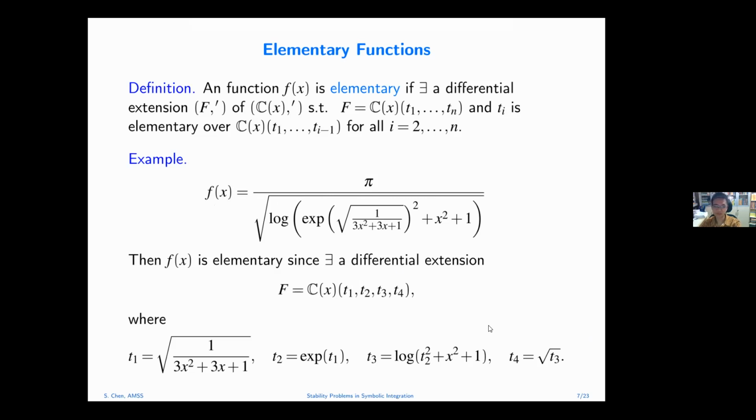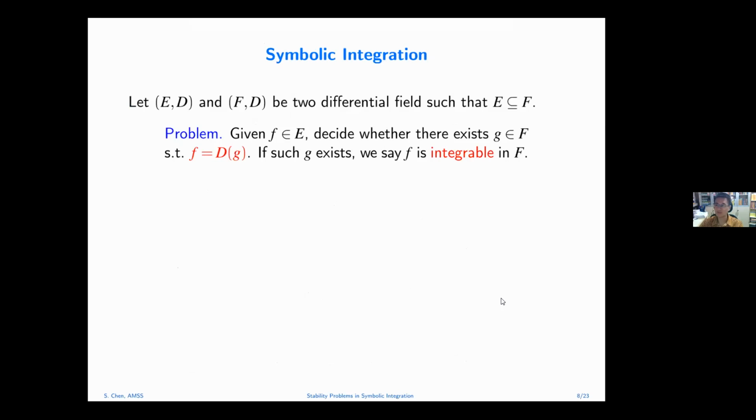This is still, in symbolic integration, a mysterious problem: for a given expression, how you can write down the T1, T2, T3 in a very economical way to show that this is indeed elementary. Here you can see it, but in general it's more complicated. So okay, now we have the idea of what an elementary function is.